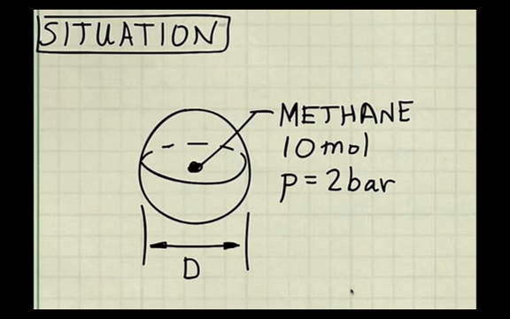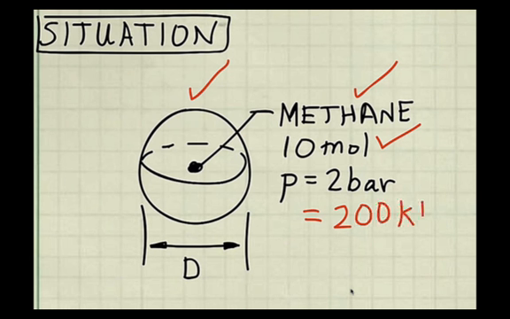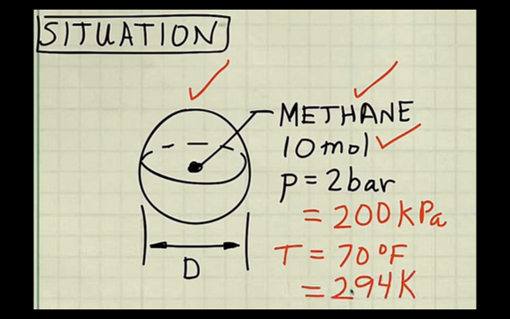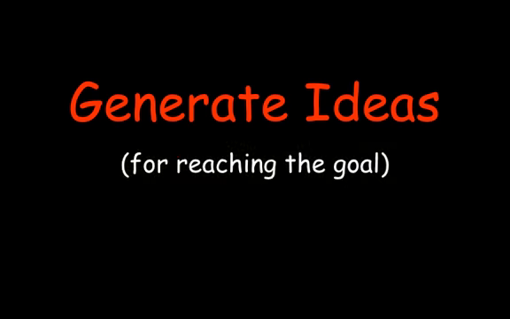To interpret the problem, I sketch the tank and label the gas and its quantity. I decide to work in SI, so the pressure of 2 bars becomes 200 kPa, and the temperature of 70 Fahrenheit becomes 294 K. I list the problem goal.